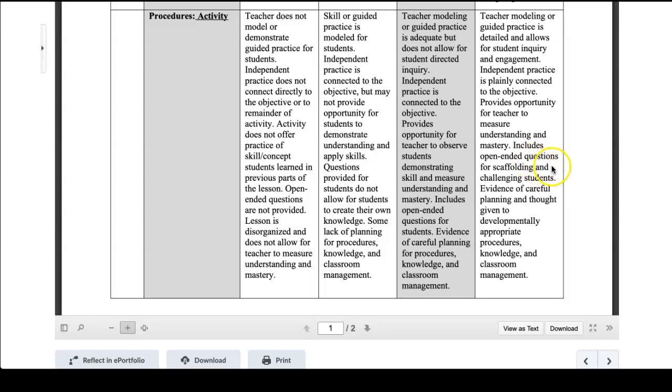You're including divergent questions for scaffolding, and you're challenging students. Remember, challenging children is at optimal stress level, so we don't want to frustrate them, but we do want to scaffold their knowledge and encourage them to expand that knowledge. Evidence of careful planning and thought was given to the developmentally appropriate procedures, knowledge, and classroom management.